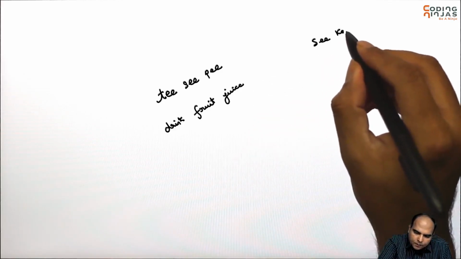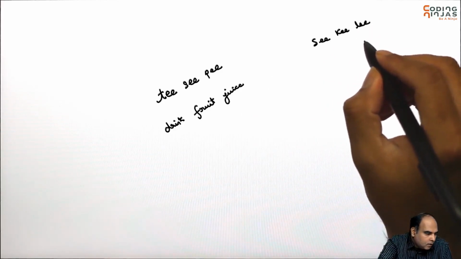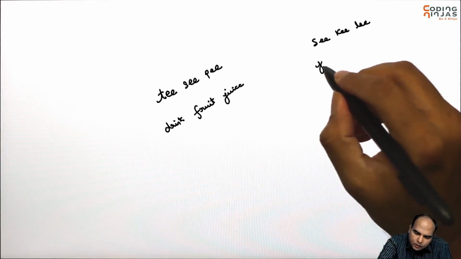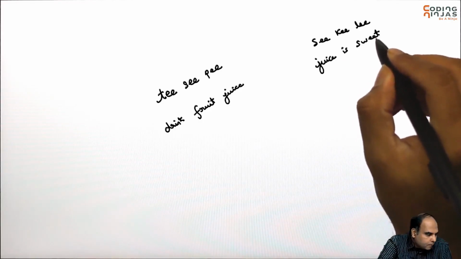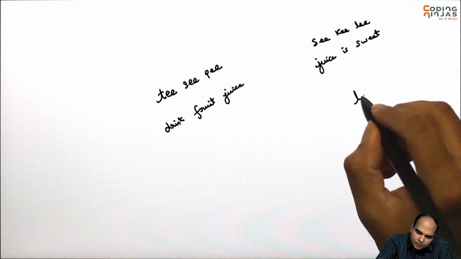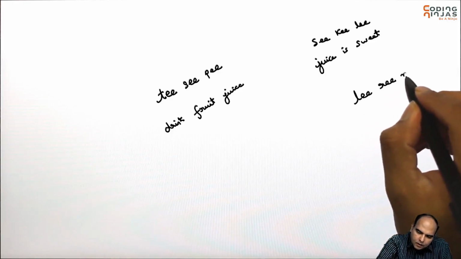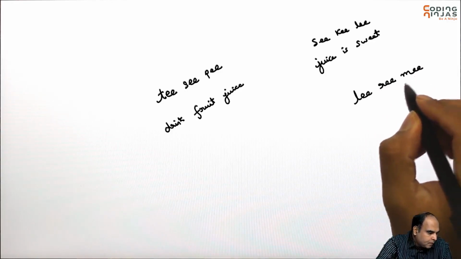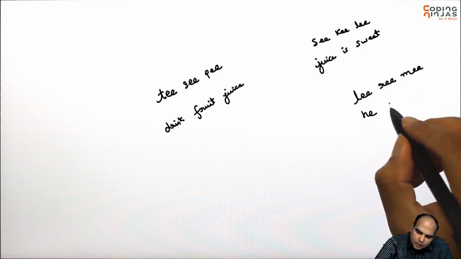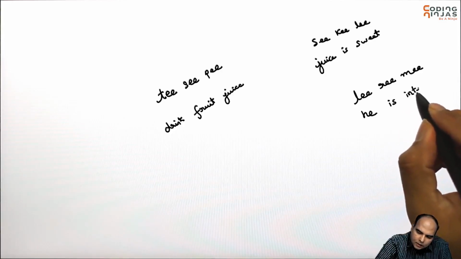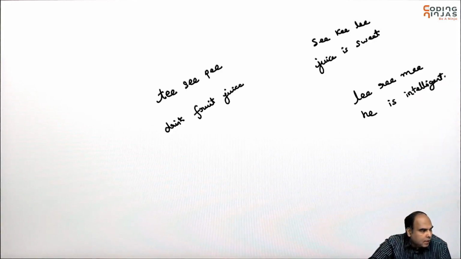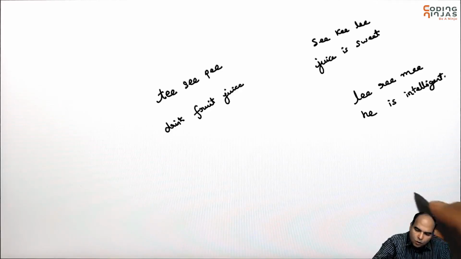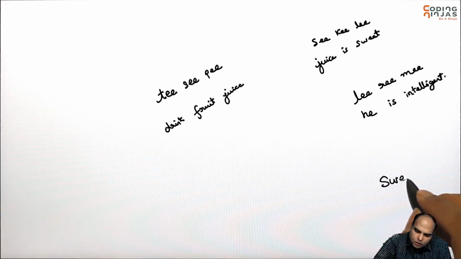C, ki, li means juice is sweet. And li, ri, mi means he is intelligent. So the question is, what is the code for the word sweet?